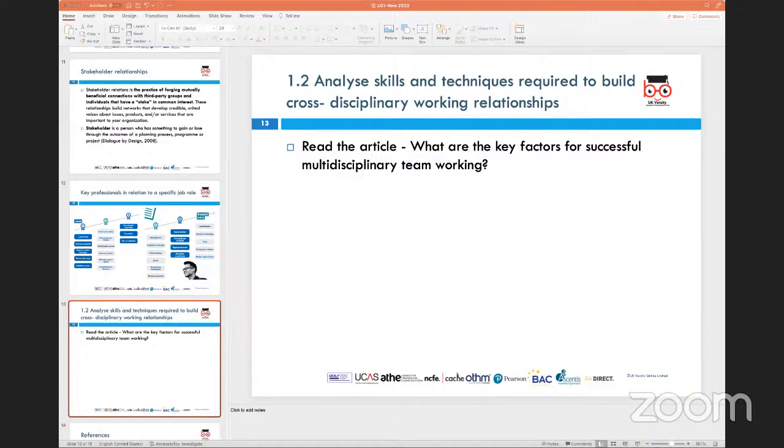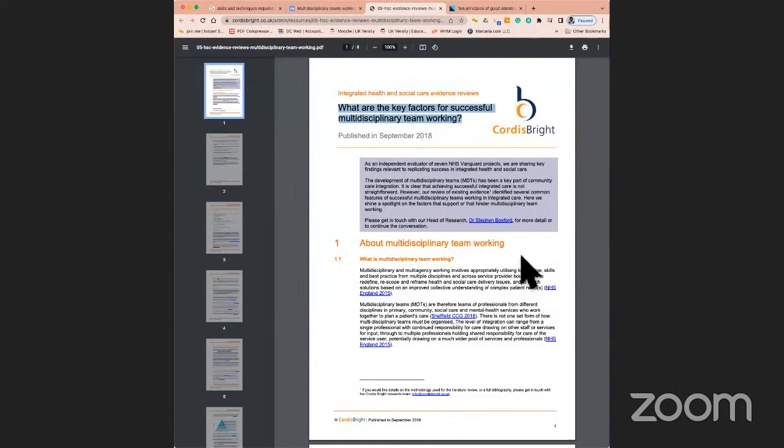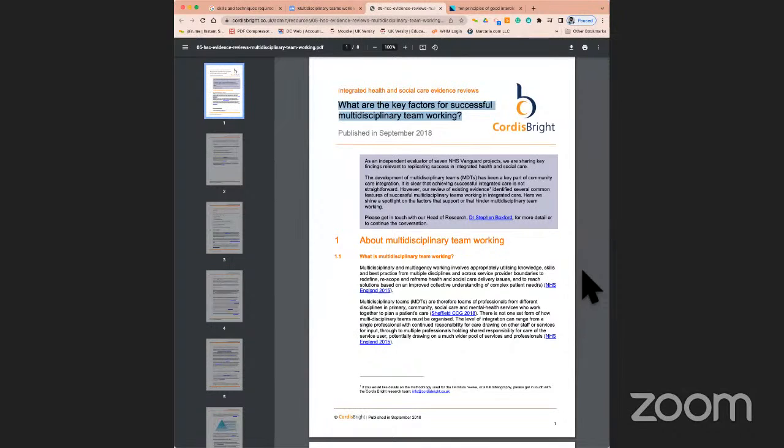Now, there is one particular article that I want everyone to read, because it would be helpful to understand how we look at building a cross multidisciplinary team, and what is involved in this particular work. I would ask everyone to go ahead and read this article, which I'm going to bring up onto your screen now. Reading it would give you a detailed background on the skills and techniques required to build a successful multidisciplinary team.